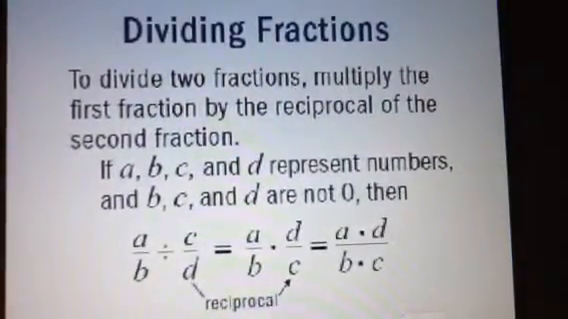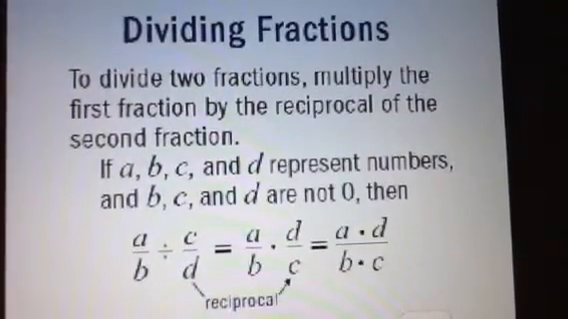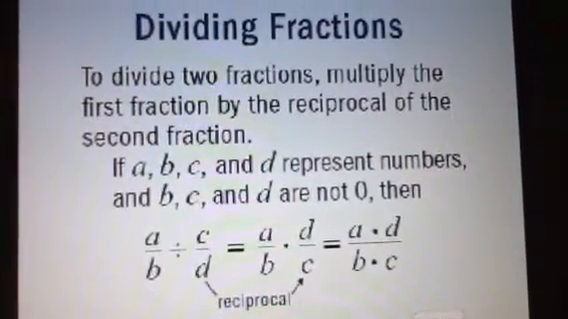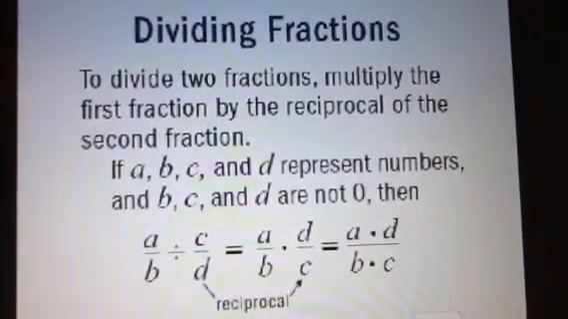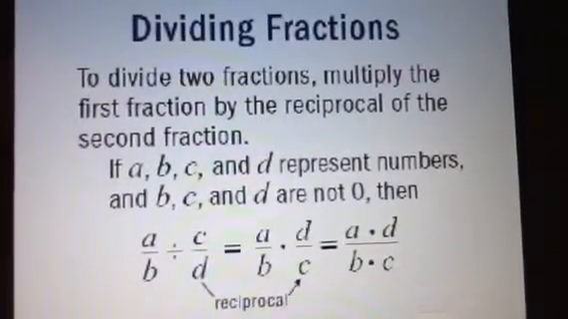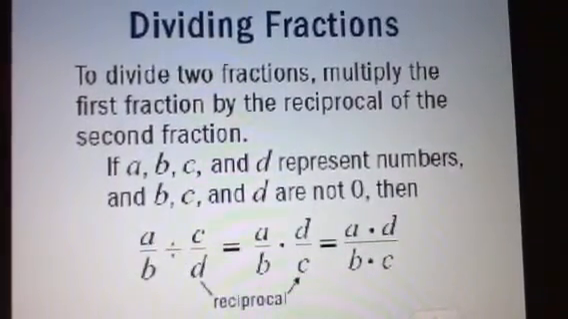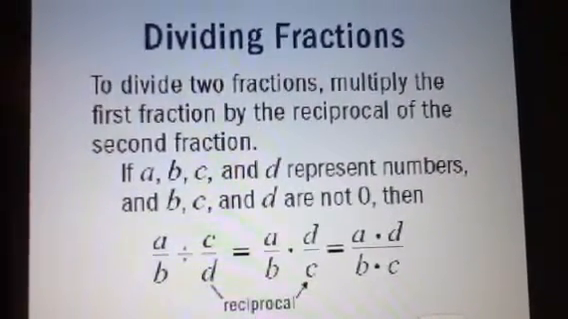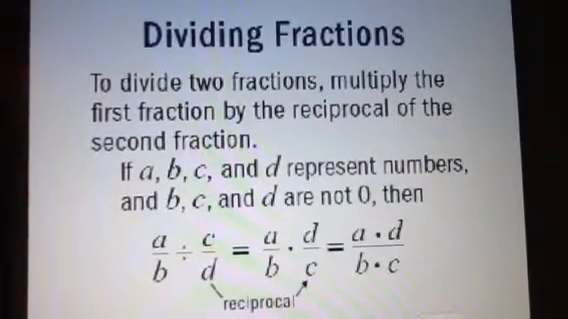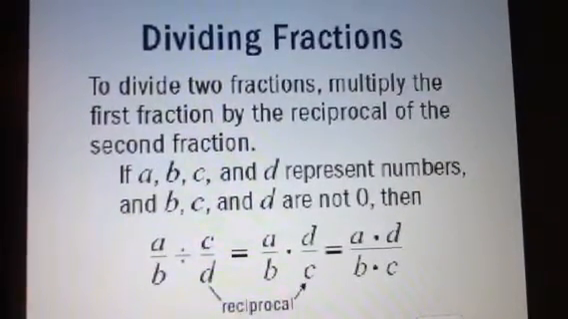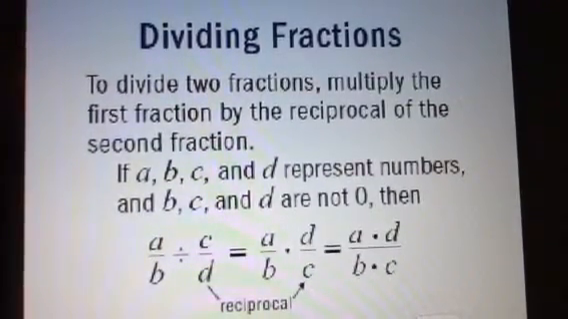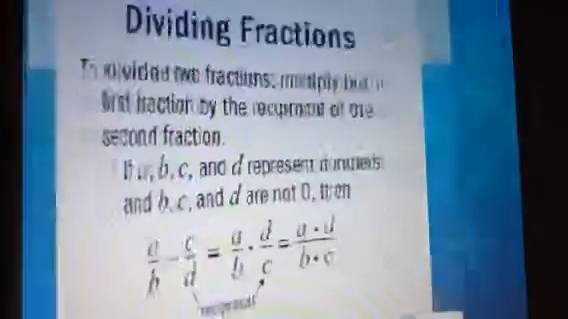To divide two fractions, multiply the first fraction by the reciprocal of the second fraction. In other words, if a, b, c, and d represent numbers, and b, c, and d are not 0, then a over b divided by c over d equals a over b times the reciprocal d over c, and then that equals numerator times numerator, a times d over b times c. Now let's practice dividing fractions.